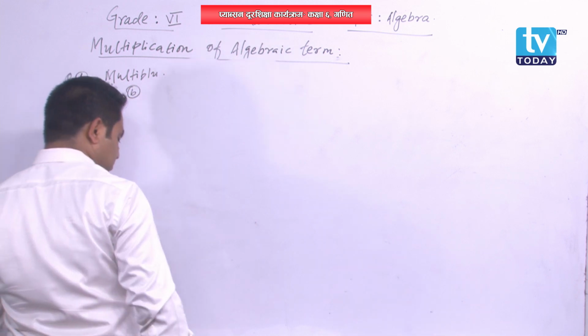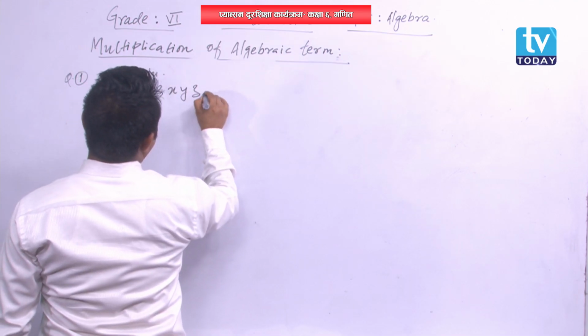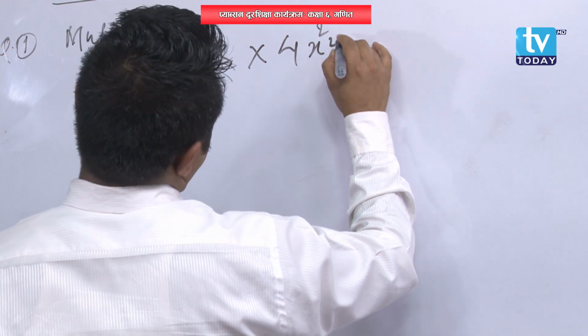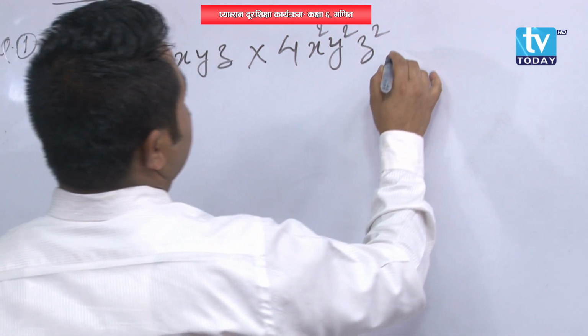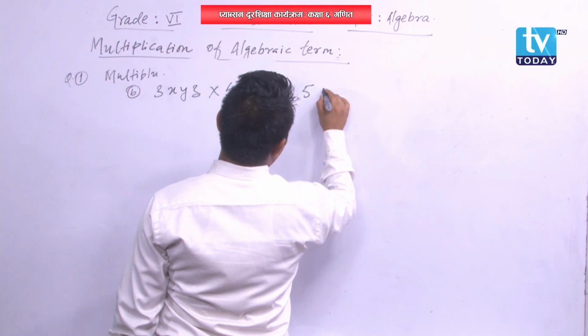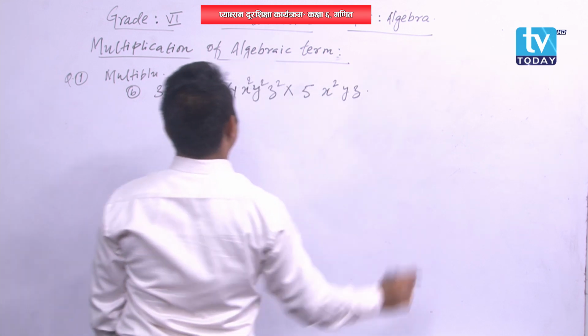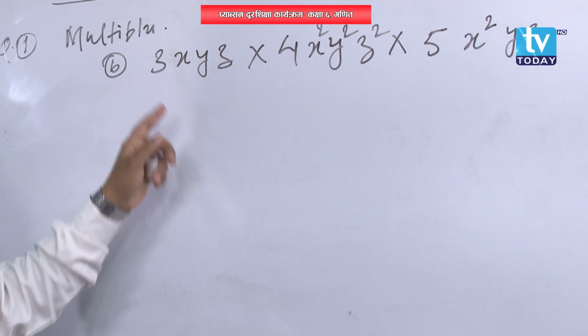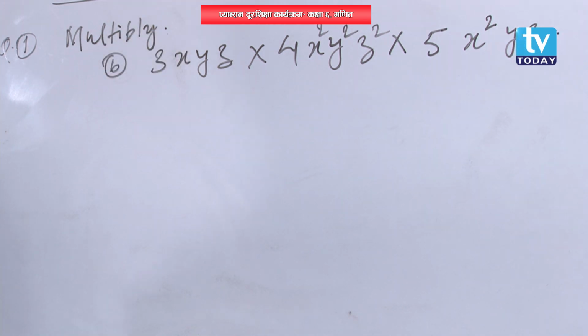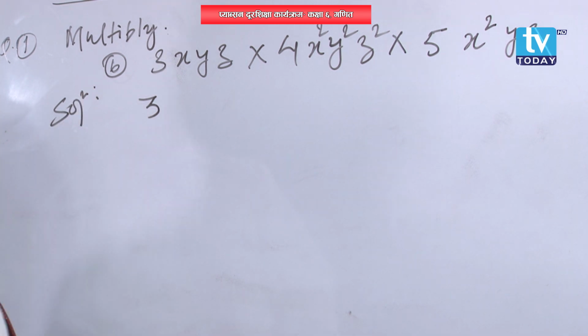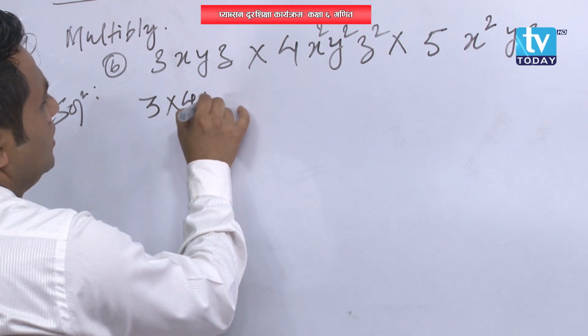Suppose question B: 3xyz into 4x y square into x square y square z square into 5 x square y z. Suppose you are multiplying this question, just check here. First let's write the coefficients and multiply. Now 3 into 4 into 5.